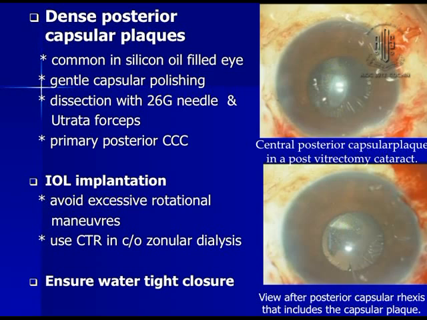Now this is a dense posterior capsular plaque in a vitrectomized eye. So you could either polish it or dissect it with a needle, or you can even perform a primary posterior capsulorhexis. Again, IOL implantation also you should be very gentle. It should be very gently rotated, keeping in mind that there could be a zonular dialysis, and use a CTR if there is a case of zonular dialysis.